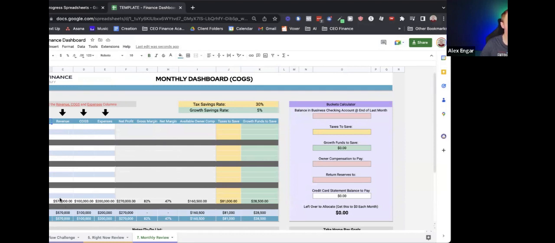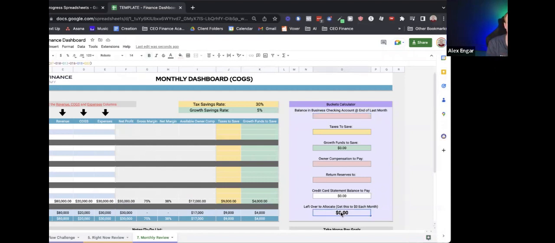But we put in revenue, we put in cost of goods, we put in expenses, and it spits out all these numbers. And you might see something like available owner compensation here. Now, these are some wild numbers here because we're going with some crazy things. Let's just put something like 80 grand, 20 grand, and I don't know, 30 grand. Cool. It's like, all right, I should have 17,000 available for me for owner comp. I should be able to move 9K of taxes and 4K of growth funds. And then you go in here to the buckets calculator and you're like, there's not enough money here, and this leftover to allocate is totally negative.